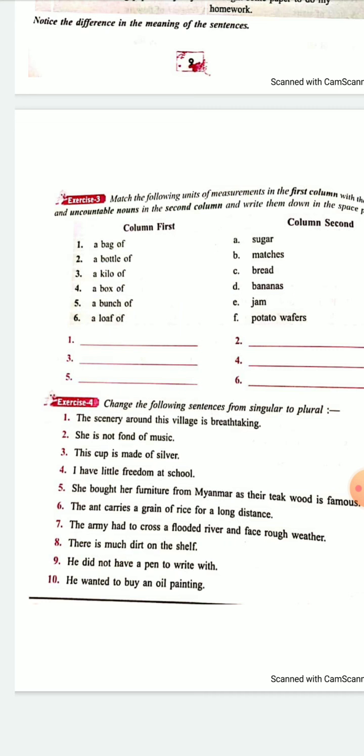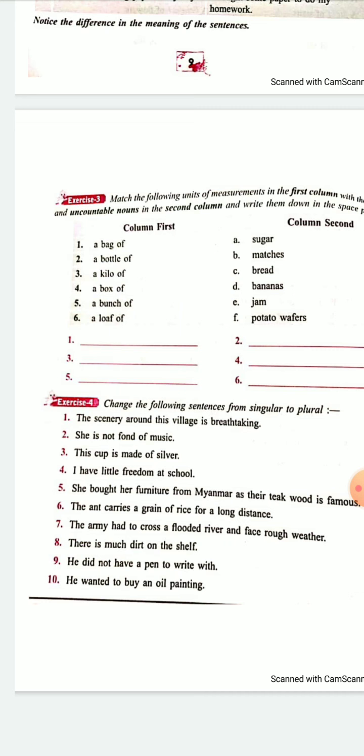I hope you understood. Bread will always go with loaf, bottle and jam, bunch of bananas. So this is the way they have matched the first column with the second column in exercise 3.